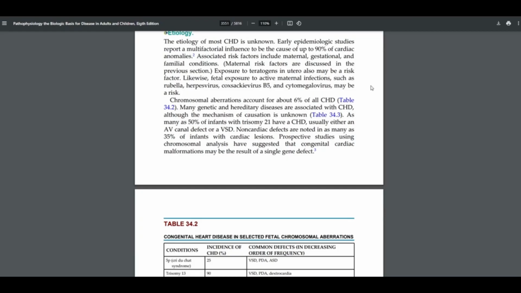Chromosome aberrations account for about 6% of all CHD. Many genetic and hereditary diseases are associated with CHD, although the mechanism and causation is still unknown. As many as 50% of infants with trisomy 21 have a CHD, usually either an AV canal defect or a VSD. Non-cardiac defects are noted in as many as 35% of infants with cardiac lesions. Prospective studies using chromosomal analysis have suggested that congenital cardiac malformations may be the result of a single gene defect.